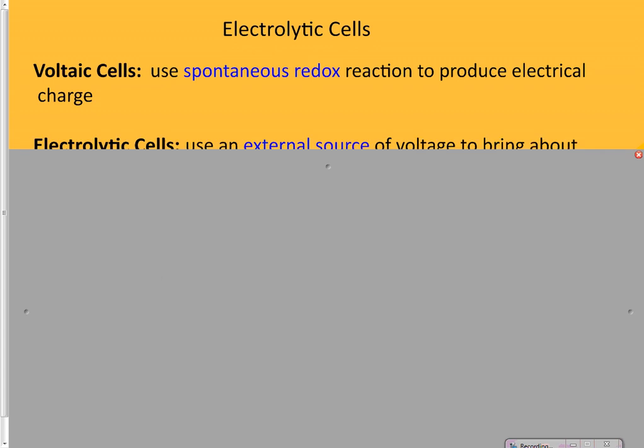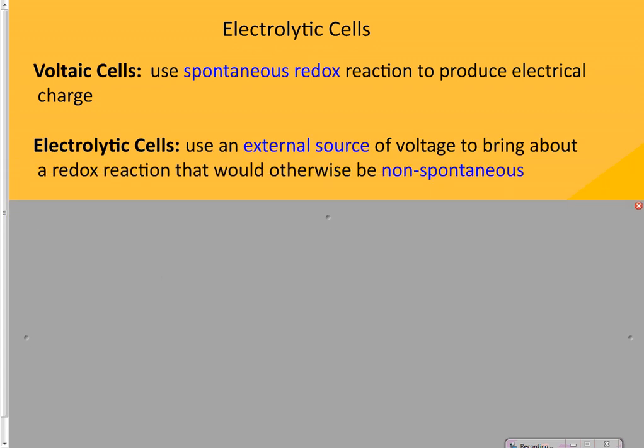In an electrolytic cell, you're going to use a reaction that would normally be non-spontaneous, and you're going to force that reaction to happen by using an external source of voltage, like a battery or something to power this reaction. You guys actually have seen one of these back in your first year of chemistry.